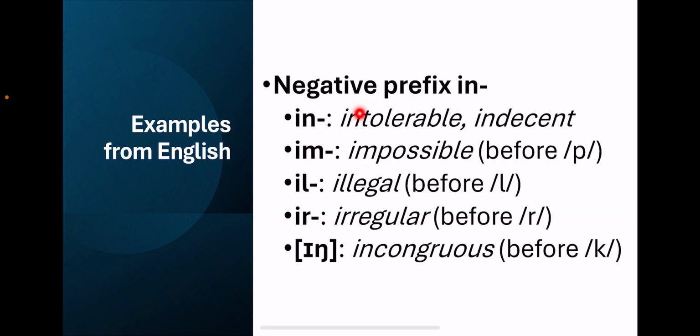For example, we have some negative prefixes: in, im, il, ir, and ig. All have the same meaning, that is not, but all of them have different pronunciations. For example, intolerable or indecent. Intolerable means not tolerable, and indecent means something that is not decent. Impossible, something that is not possible. Illegal means something that is not legal. Irregular means something that is not regular. Incongruous means something that is not congruous. So these all have different pronunciations but almost the same meaning.